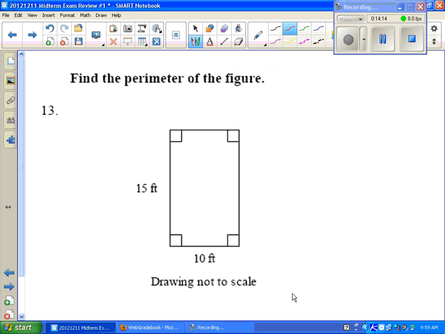13 says find the perimeter. We'll pick up with that one on the next video.